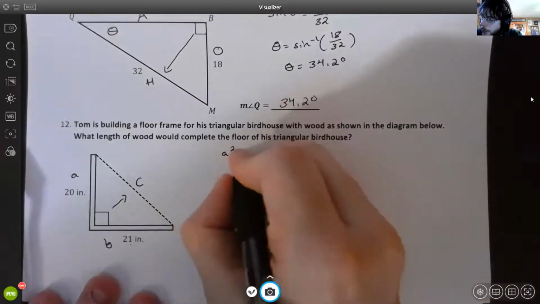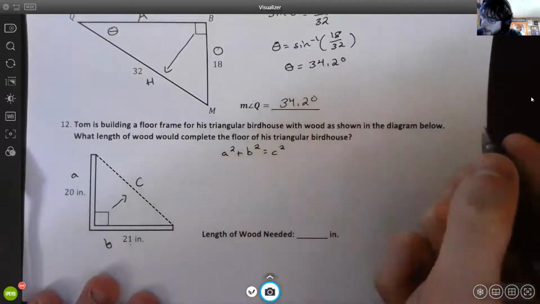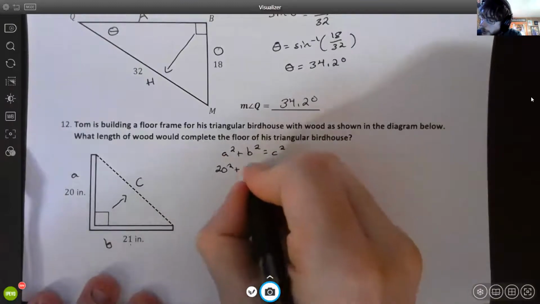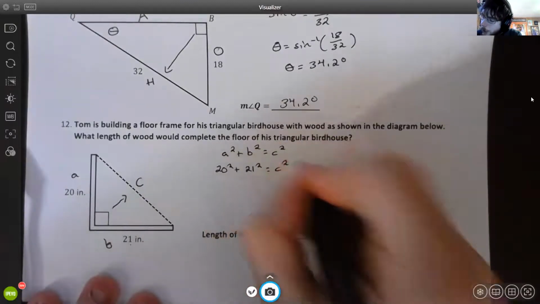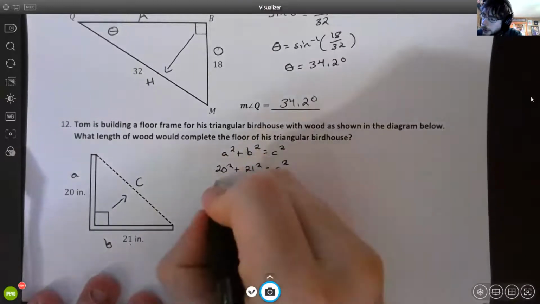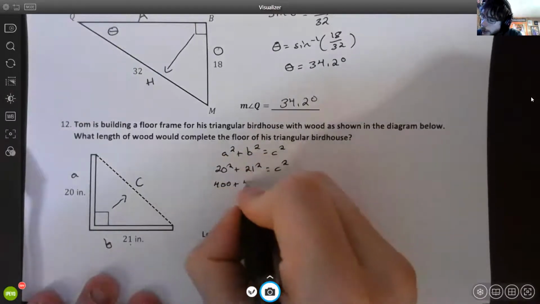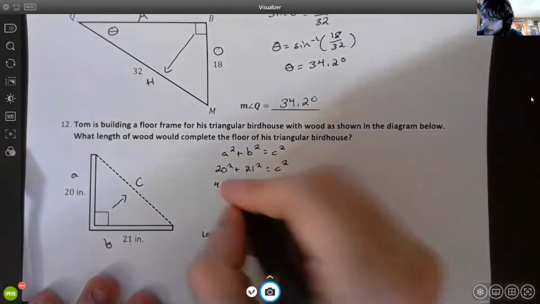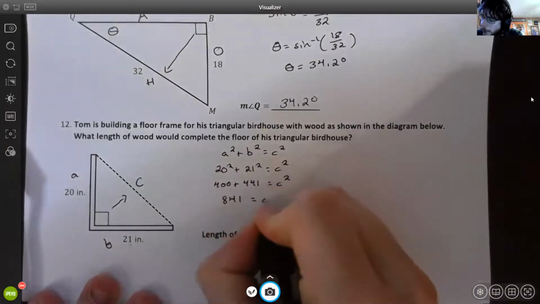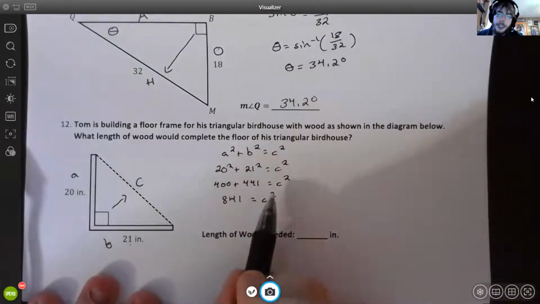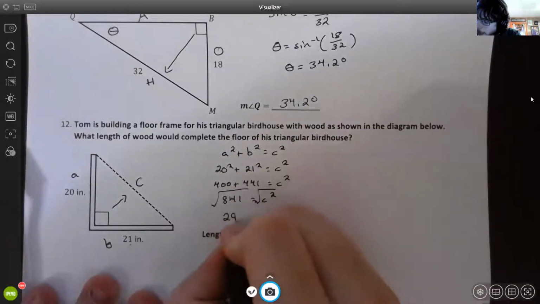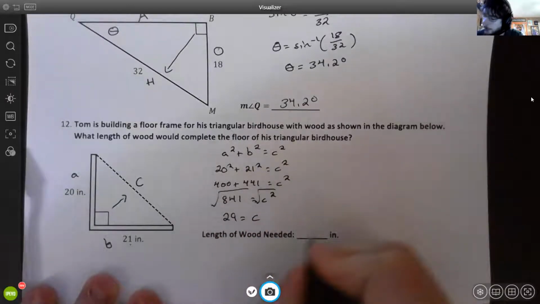So we have A squared plus B squared is equal to C squared. A squared is 20 squared. B squared is 21 squared. And C squared is unknown. 20 squared is 400. 21 squared is 441. And we still don't know C squared. 400 plus 441 is 841. Then remember, we need to get rid of the squared, so we square root both sides, and we get that 29 is equal to C. So the length of wood that Tom would need is 29 inches.